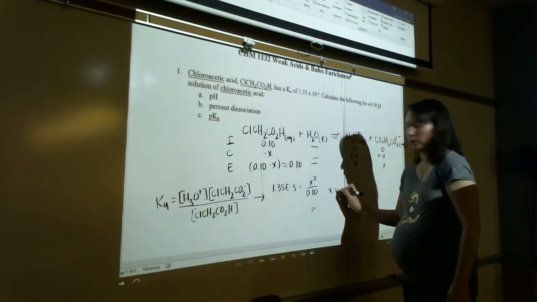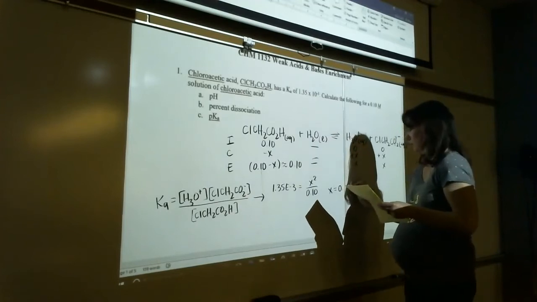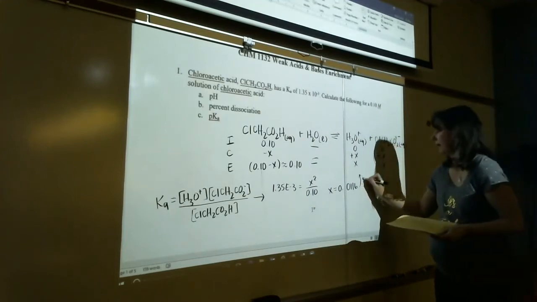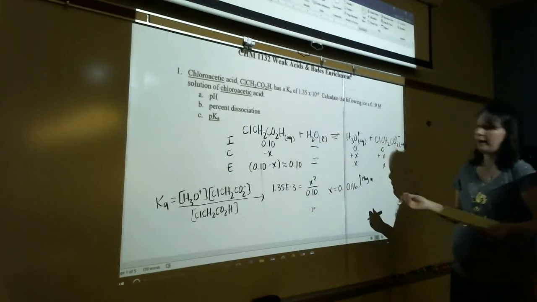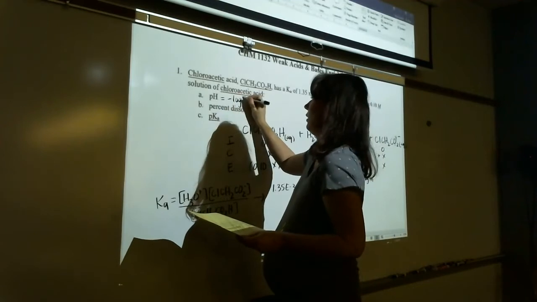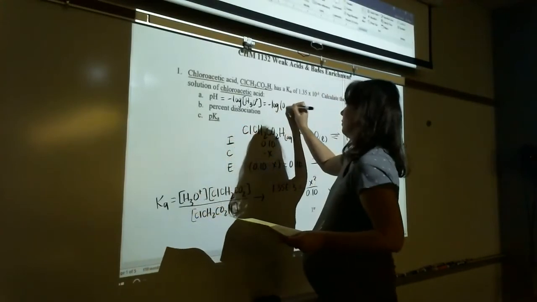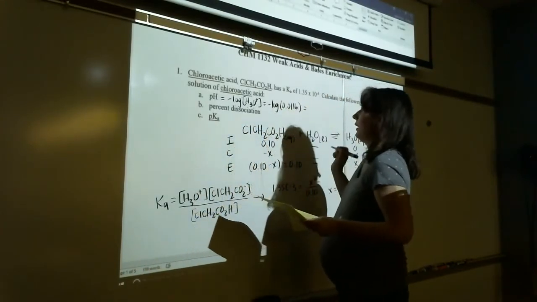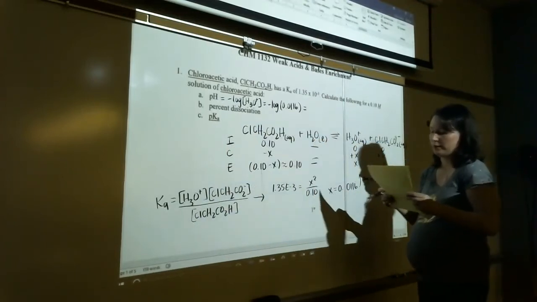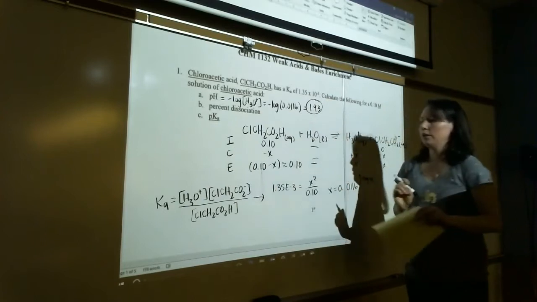So I got x equals, what did I get? 0.0116. Do we agree? Now we're going to plug that back in as x. And then how would I get the pH? The pH would just be the negative log of H3O plus, so that's negative log of 0.0116. We have two sig figs here, so we're going to have two decimal places in our pH. So I got 1.93. Do we agree?